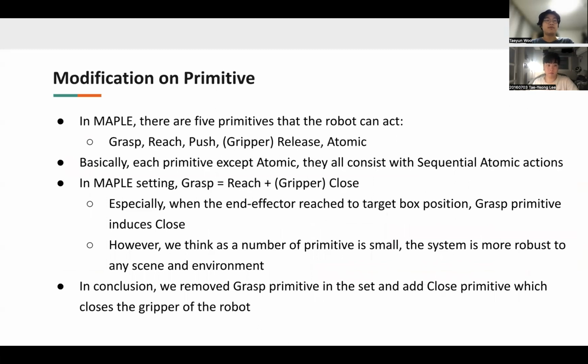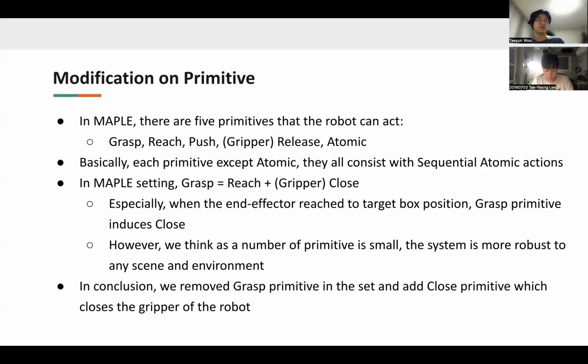In MAPLE, there are 5 primitives that the robot can act with. Basically, each primitive except the atomic primitive consists of sequential atomic actions. For instance, the reach primitive can consist of up to 15 atomic actions. In the MAPLE implementation, the grasp primitive consists of the reach primitive and the gripper close primitive at the end of it. Especially when the end effector reaches the target position, the grasp primitive induces calling the close primitive.